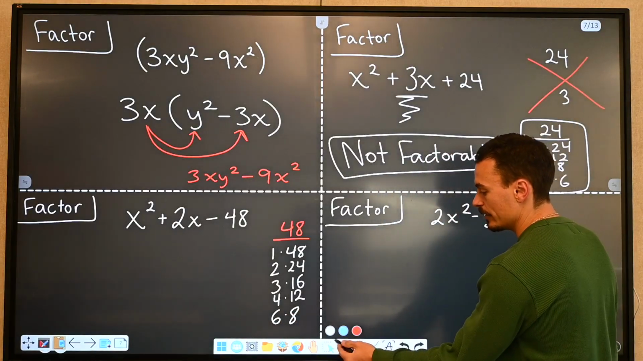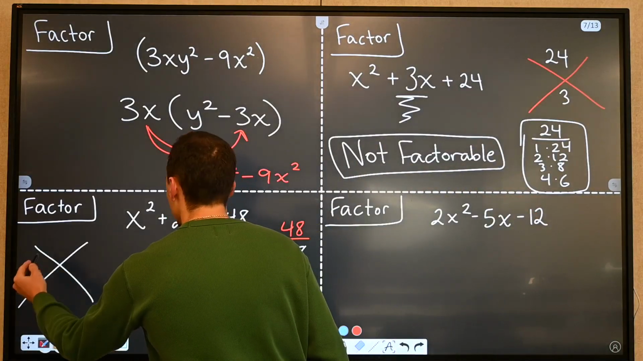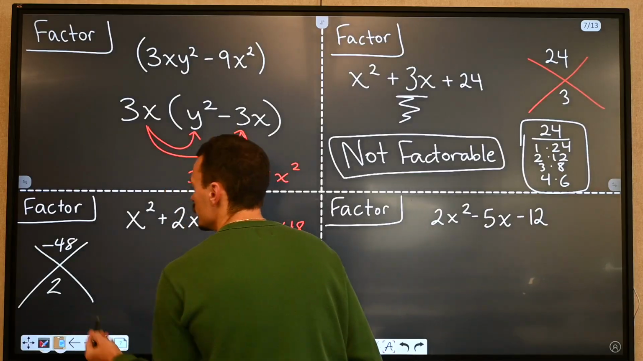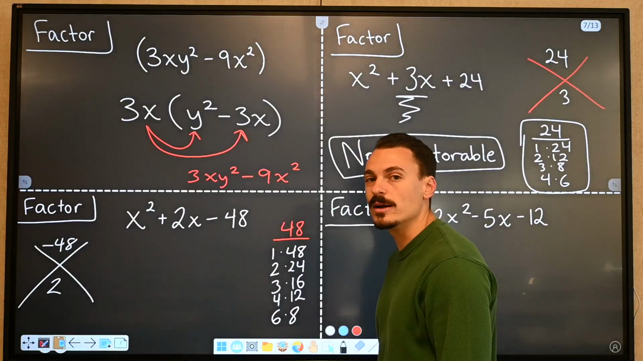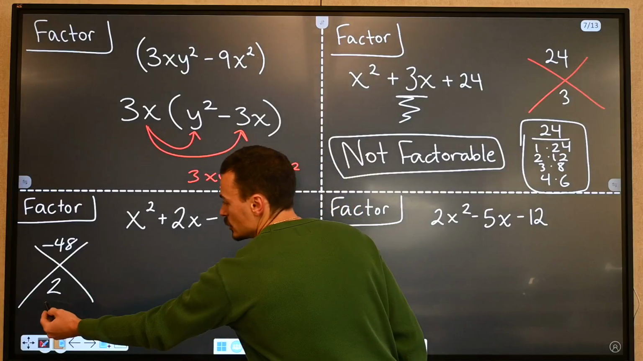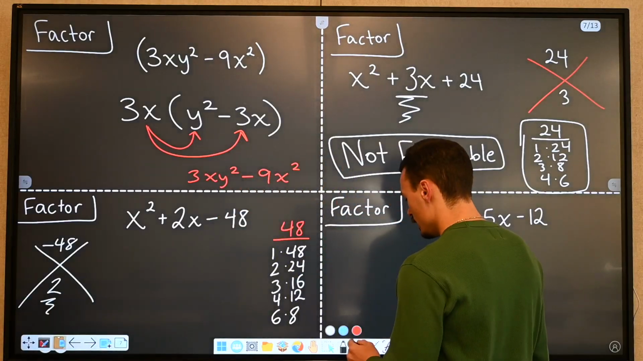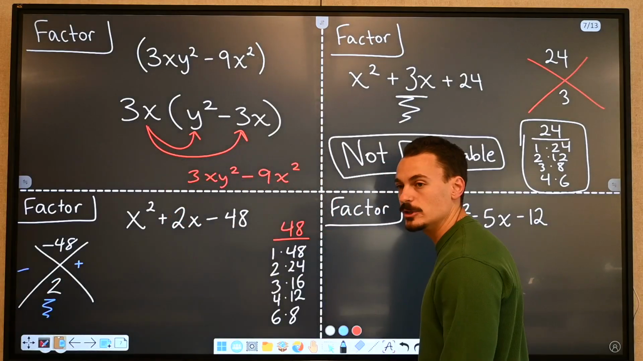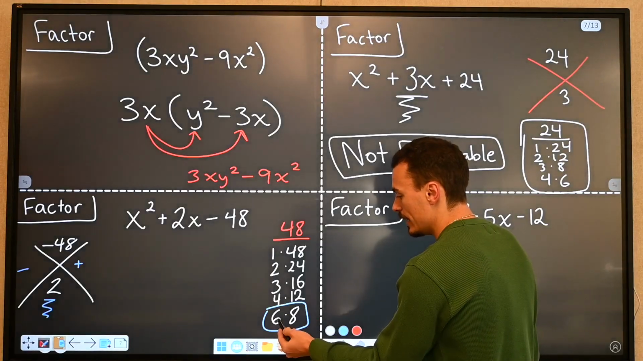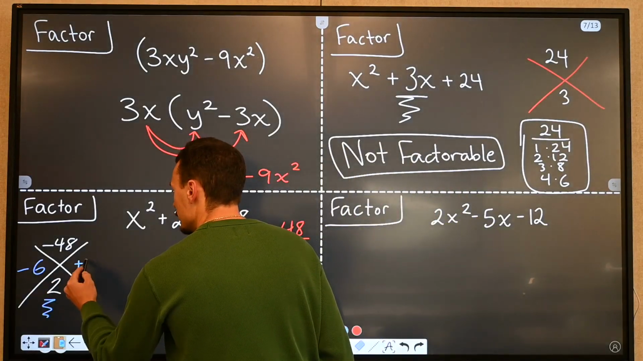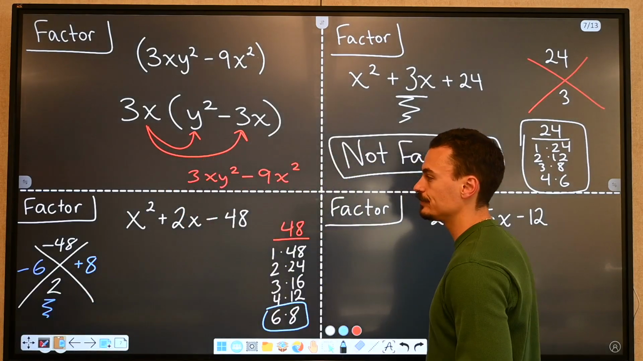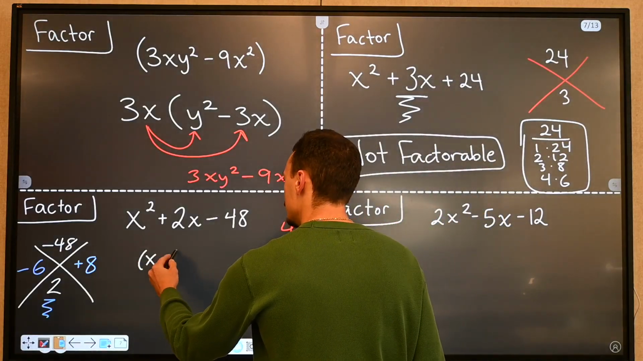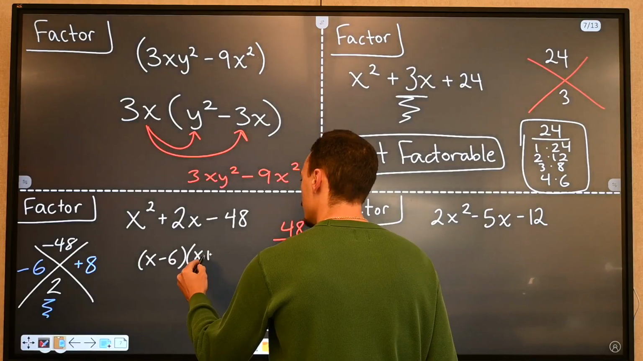Okay, so if we are completing our diamond, we're doing negative 48 and 2. So we're looking for a negative number and a positive number that can make 2. We'll look here, negative 6 and positive 8 make 2. Okay, so your final answer is x minus 6, x plus 8.